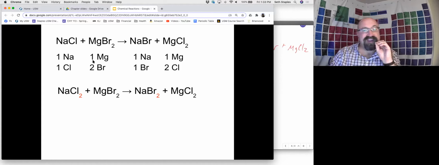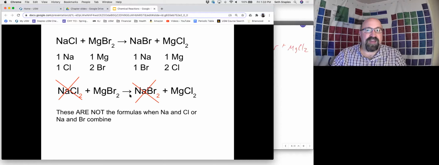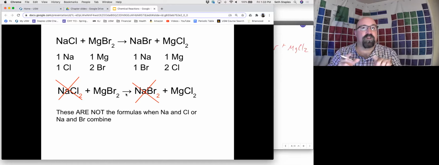Now again, we cannot simply change the subscripts. We can't put a 2 in there after the chlorine and after the Br, because that's not how sodium and chlorine come together. That's not how sodium and bromine come together. So you cannot simply change the subscripts. Our subscripts have to be dictated by the rules that we learned in the last unit.